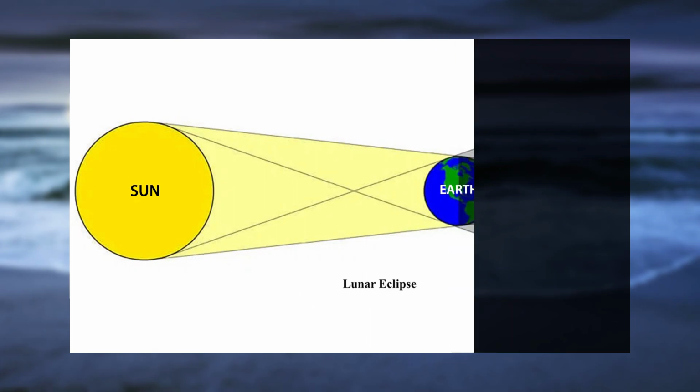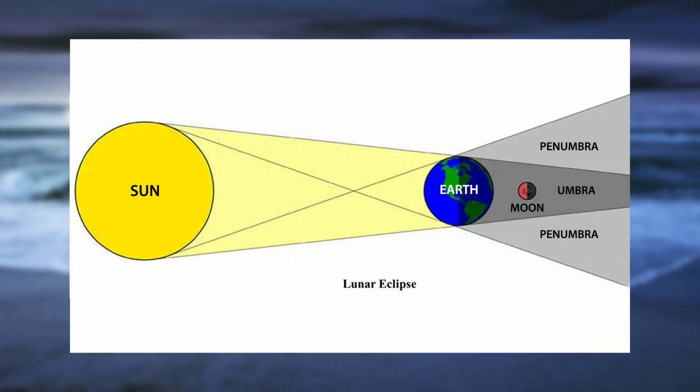When the earth is positioned between the sun and the moon, the alignment is called opposition. This occurs during the full moon phase. If the earth blocks the sunlight from reaching the moon, leaving it in darkness, a lunar eclipse occurs.